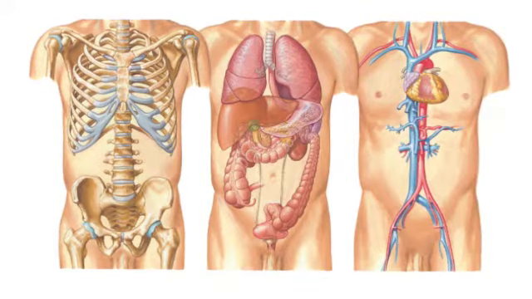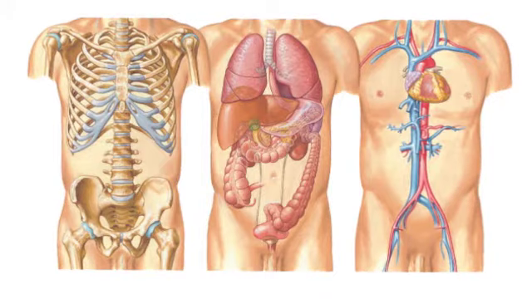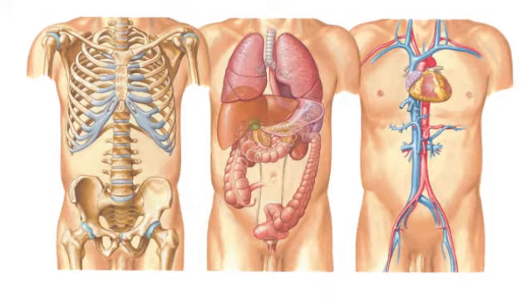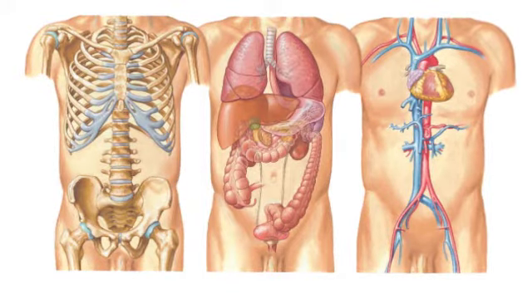rib cage, which is the cage of bones formed by the 12 pairs of ribs, the sternum, and the spine; and finally the sternum, which is the long flat bone in the middle of the front of the rib cage. It is also called the breastbone.